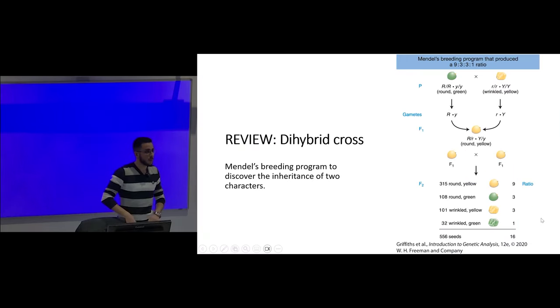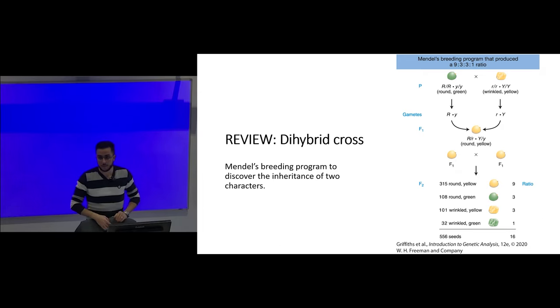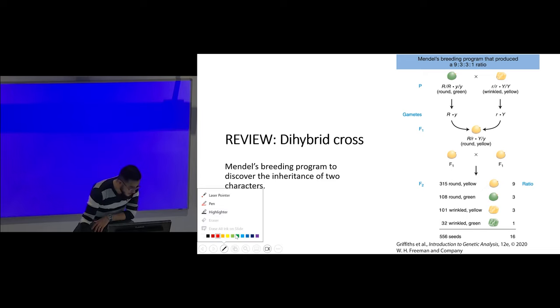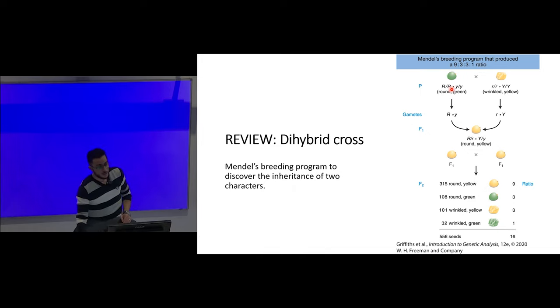Okay, let's review the dihybrid cross that we did last week from Mendel. Mendel first started by studying the inheritance of one gene, and then he went on to two genes. The two genes that he followed were the shape of the seed and the color of the seed. He took a seed that is homozygous for the round shape gene, so it has double big R's, and homozygous recessive for the color gene, which gives green.